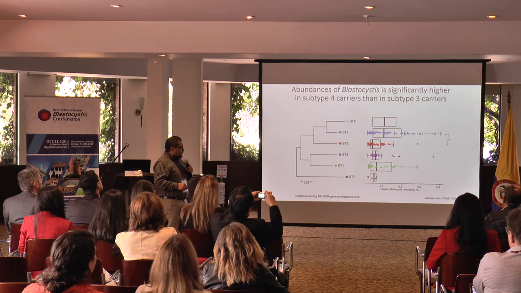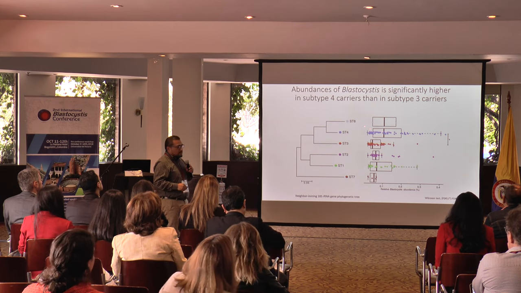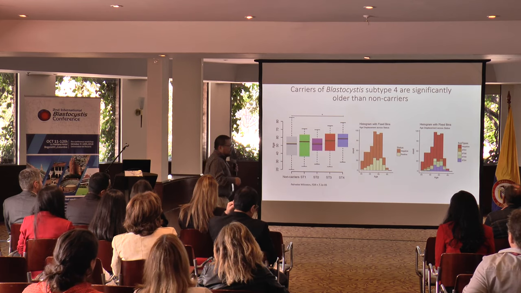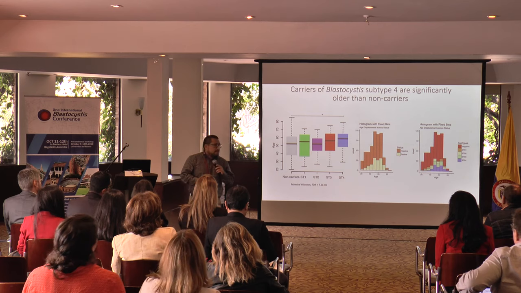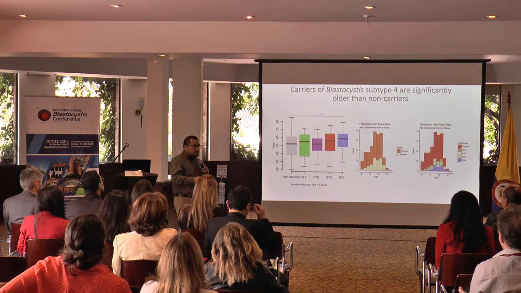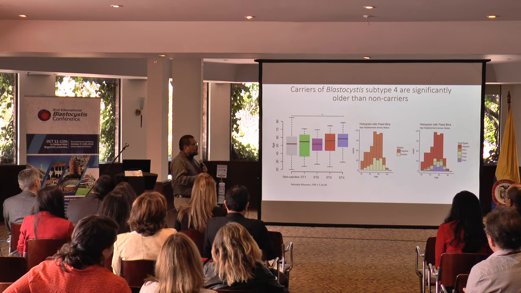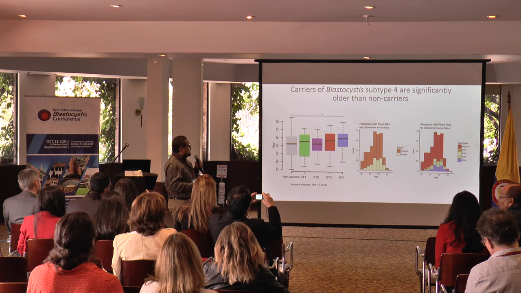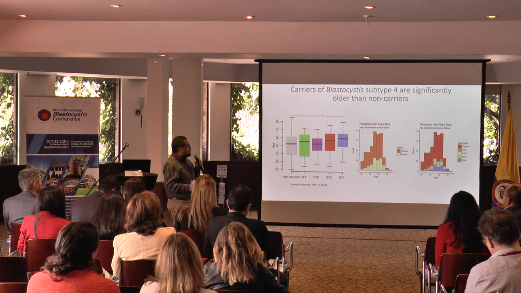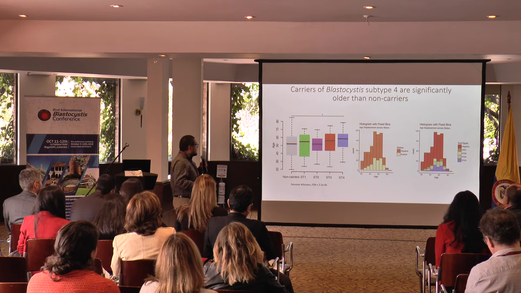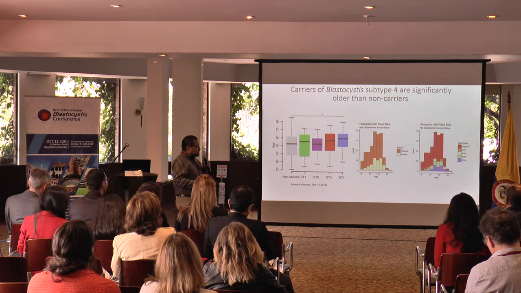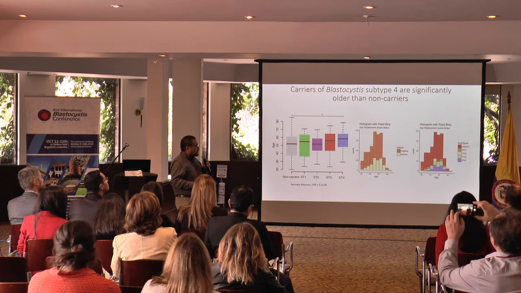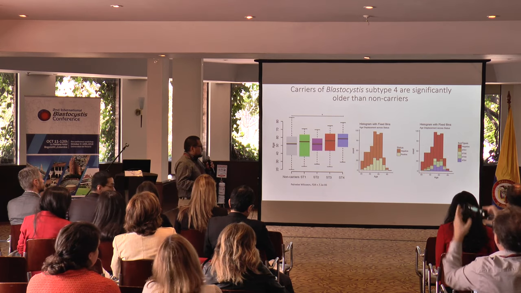And now I will just focus my analysis on these four subtypes, because for subtype 8 I only have 2, and for subtype 7 I only have 4. First, we did a comparison of the carrier or non-carrier status of a specific subtype with all our metadata. And this is the only variable that was significant. So carriers of Blastocystis subtype 4 are significantly older than non-carriers. So age was the only variable that was significant, and you can see it there. And then I made this histogram where you can see the distribution per age bracket.